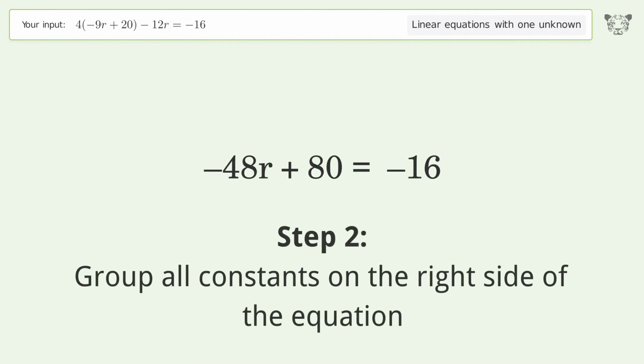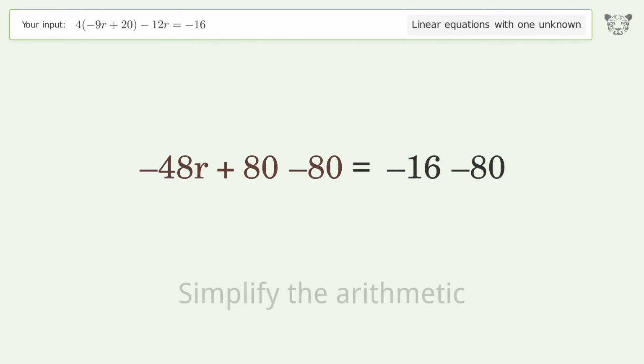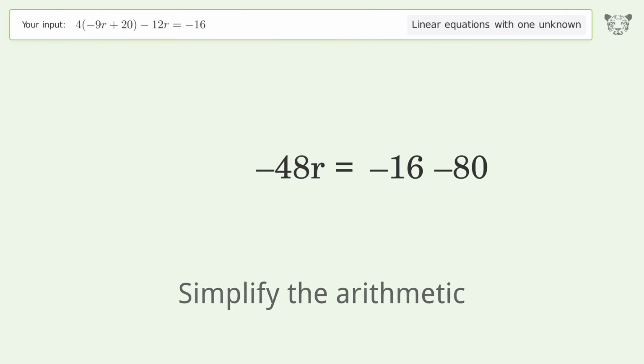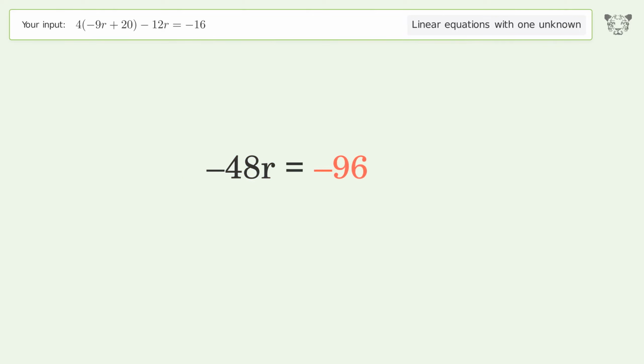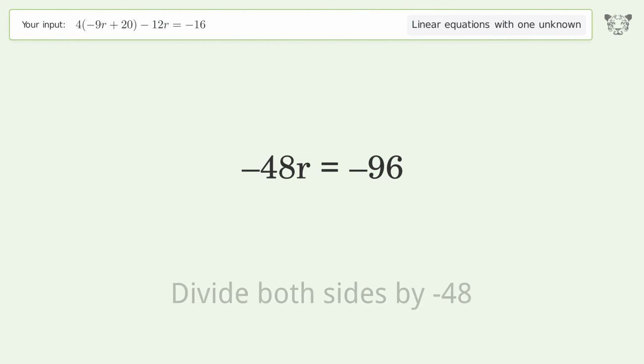Group all constants on the right side of the equation. Subtract 80 from both sides. Simplify the arithmetic. Isolate the r. Divide both sides by -48.